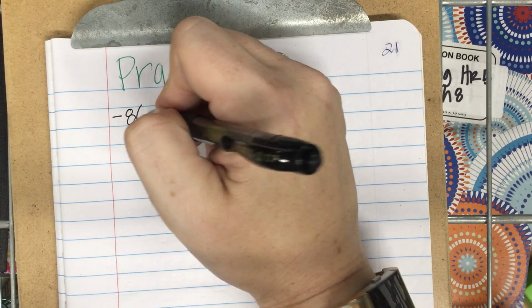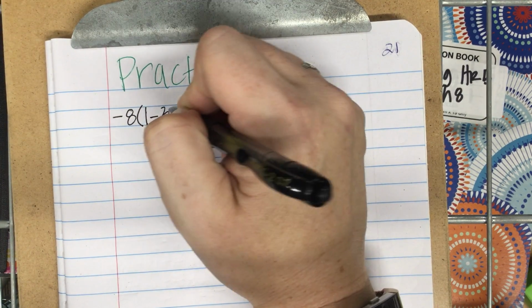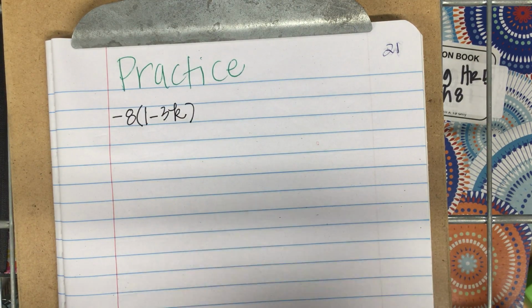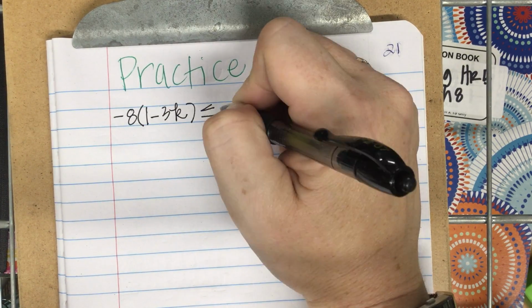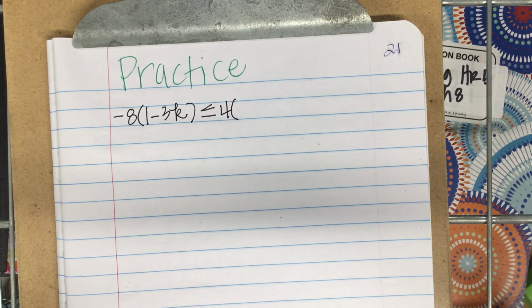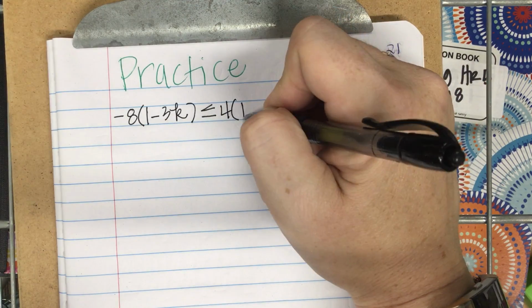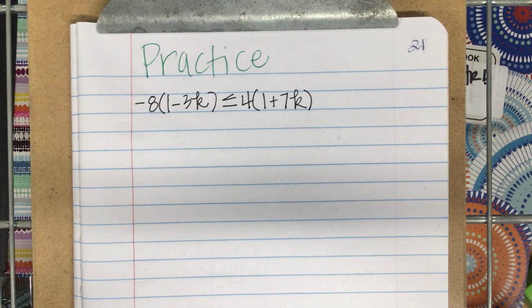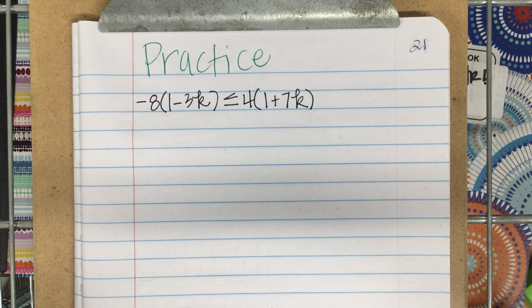Negative 8 times 1 minus 3k is less than or equal to 4 times the quantity 1 plus 7k. All right, so again, treat it like it was an equal to problem.